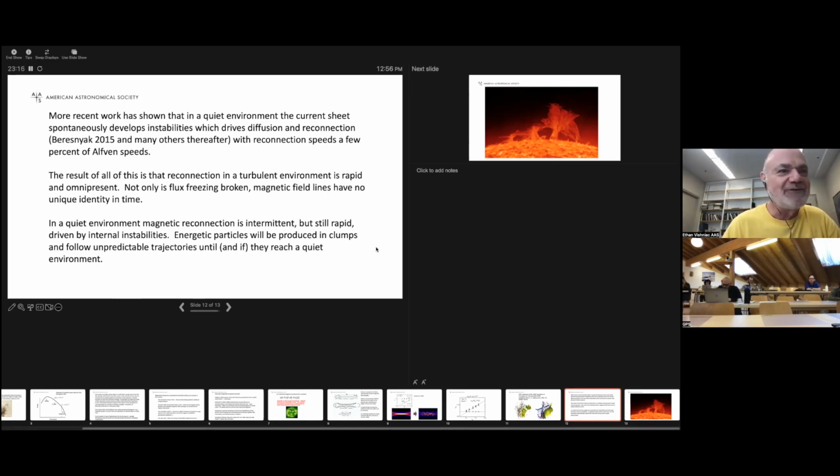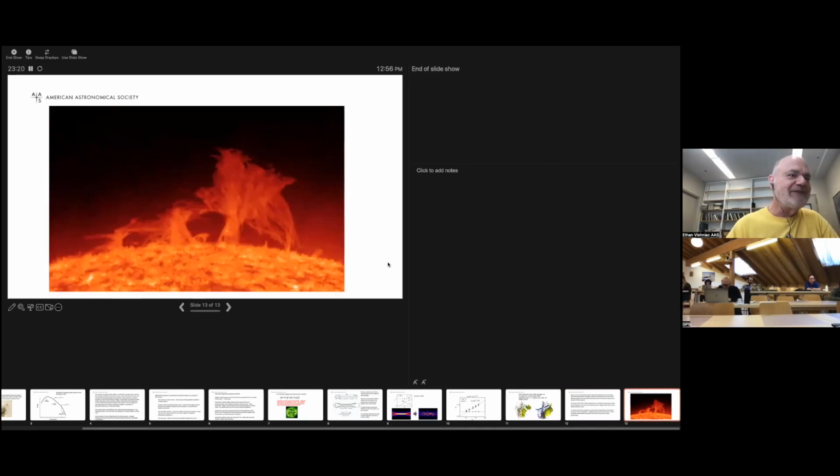So let me show you, and I will end with this picture. Here we go. This is an illustration of why people like to talk about magnetic field lines. Here we have a picture of a solar prominence, and down below is the photosphere of the sun. I think this is an H alpha.